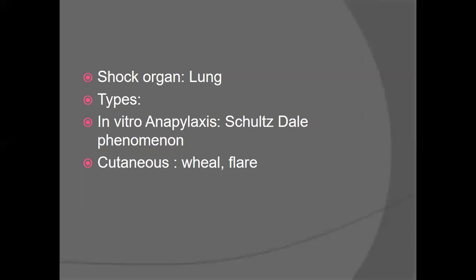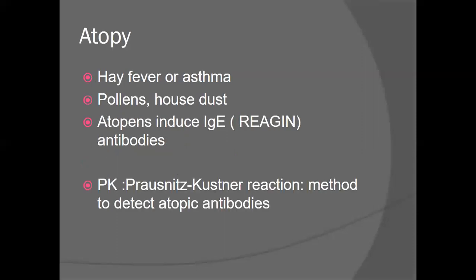An important question. And cutaneous is wheal and flare. Atopy is hay fever or asthma. Pollens, house dust, atopins. Atopy is like a small, I should say, a younger brother of anaphylaxis, like asthma, which happens with pollens. Atopins induce IgE antibodies.